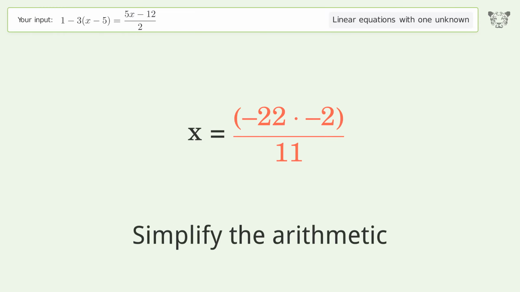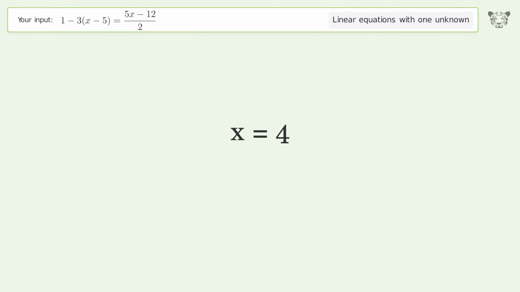Simplify the arithmetic. And so the final result is x equals 4.